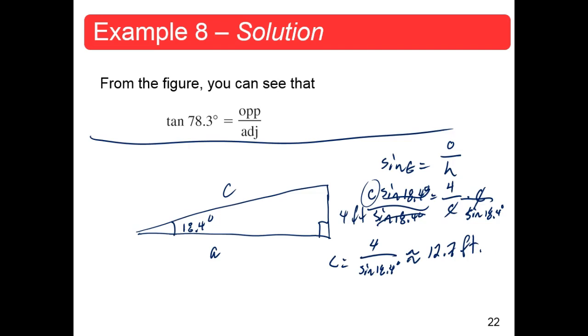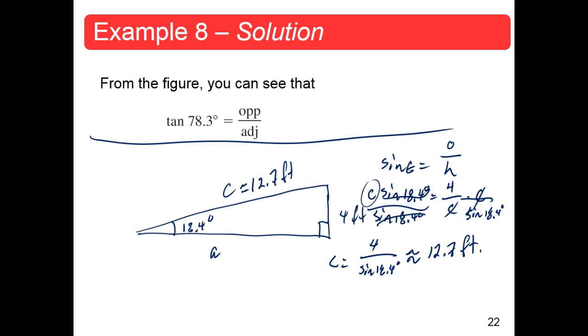Now, frankly, I don't see how they get that many significant digits. Well, yeah, the 18.4 has 3 significant digits. They didn't say the 4 was 4.00. If this was a physics class, you would require that, but it's not. So you can do this. So C is approximately 12.7 feet.